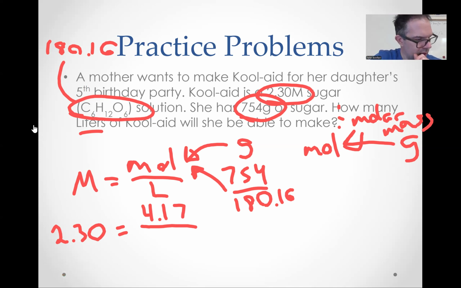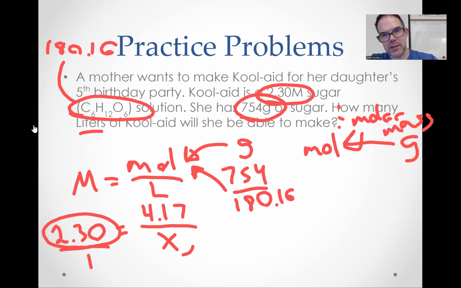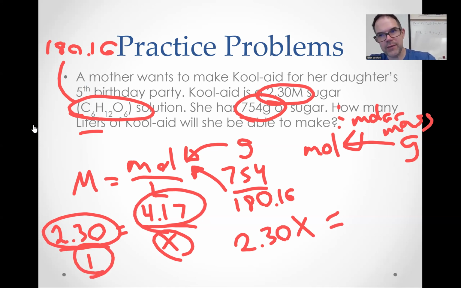Wait, let me double check if I did that right. Yes, that's right, 4.17. That makes sense. Sorry about that. And we're solving for liters. Now you can put an X down here or an L down here, whatever you want to do to solve for liters. Remember to put the 1 underneath here for cross multiplication. It's going to be a little bit more tricky this time. So when I do this times this, I will get 2.30x, and that'll be equal to 1 times 4.17. So that goes 4.17 over here.